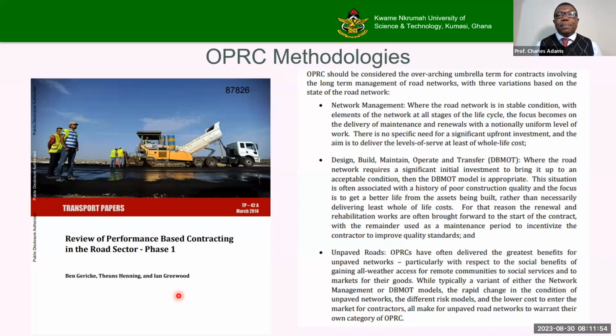Now, in this document, the experts put the whole OPRC concept of performance-based contract in 3 categories. 1, network management, where the road is generally in a stable condition with elements of the network at various stages of their life cycle. And the focus becomes the delivery of maintenance and renewal with a notionally uniform level of work. There is no specific need for significant upfront investment. And the aim is to deliver the level of service at least whole life cycle cost.